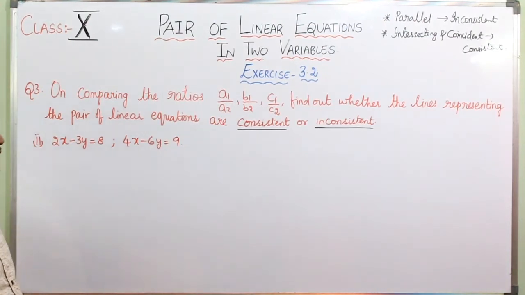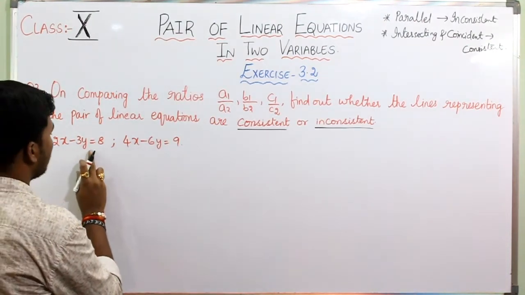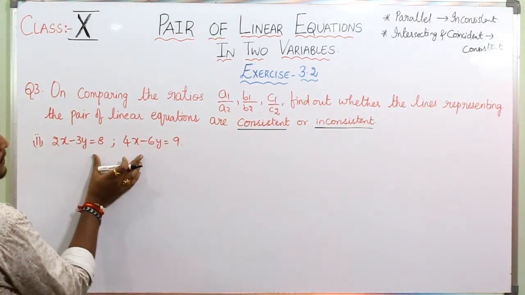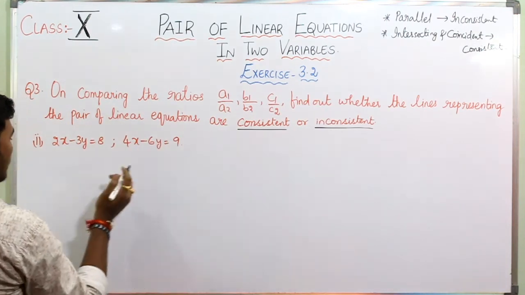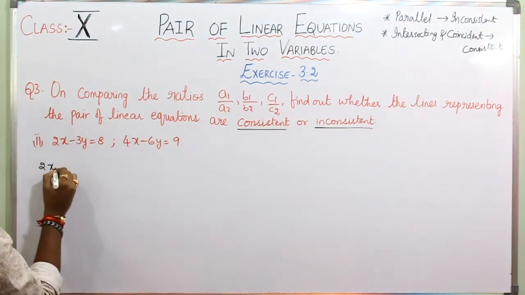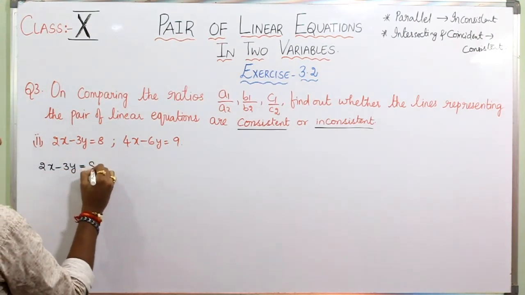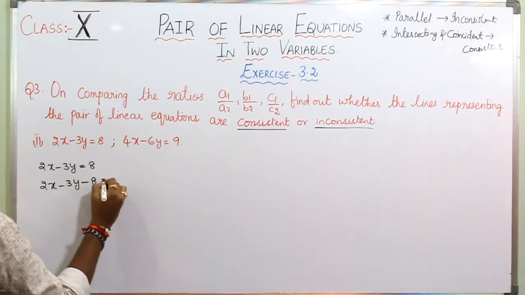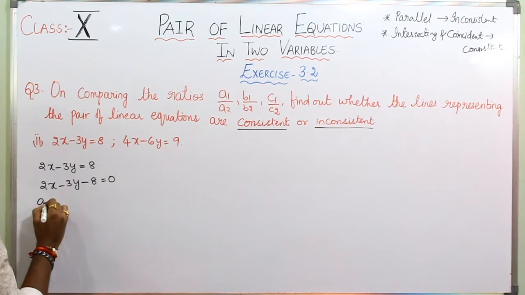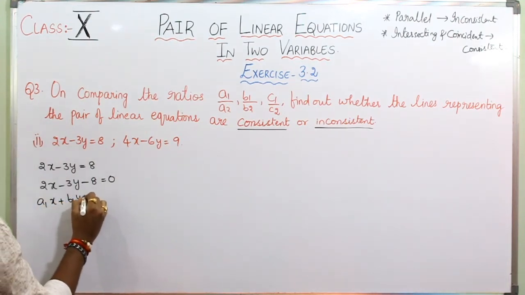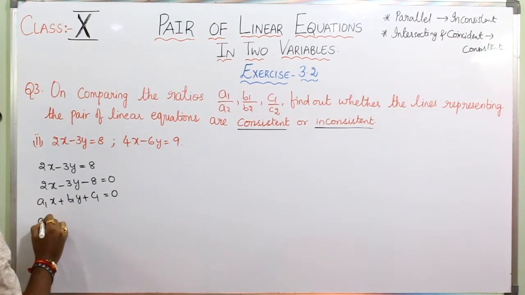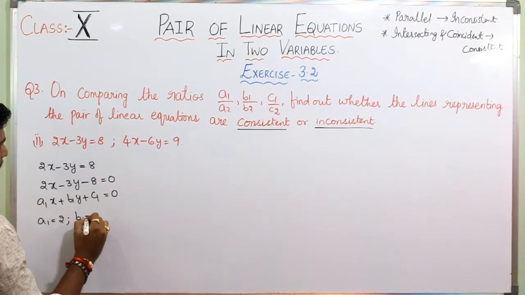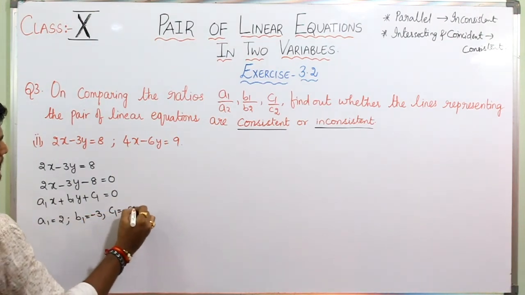Now the next problem of this, that is 2x minus 3y is equals to 8, 4x minus 6y is equals to 9. We have to check whether this pair of linear equations are consistent or inconsistent. So first let us consider 2x minus 3y is equals to 8. Get this 8 inside, then it will become 2x minus 3y minus 8 is equals to 0, and compare it with a1x plus b1y plus c1 is equals to 0. By comparing we will get a1 as 2, b1 as minus 3 and c1 as minus 8.